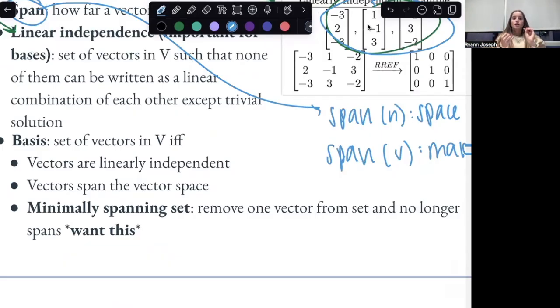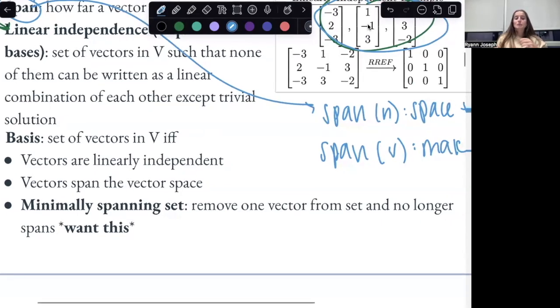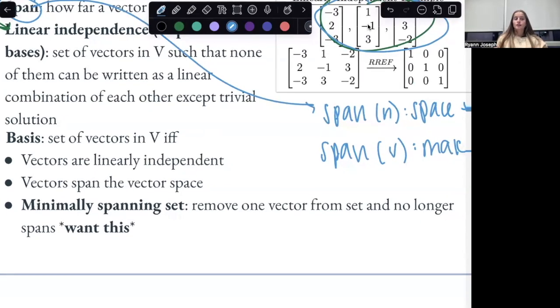They are the set of vectors that are linearly independent. They must be linearly independent, so they cannot be made from combinations of each other, and they must span the vector space. So they must be able to make every single thing in there with the linear combination. So for R3, I need to be able to make every single thing in R3 with these elements. They also must be a minimally spanning set. So kind of like Goldilocks.